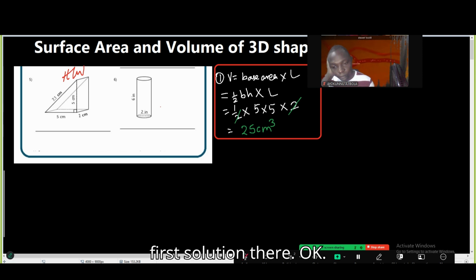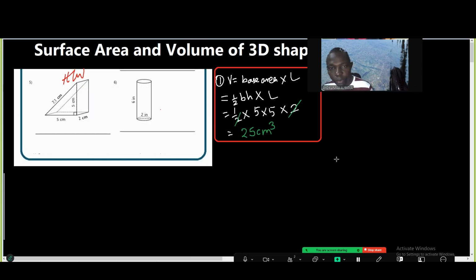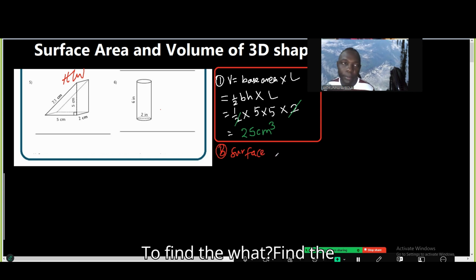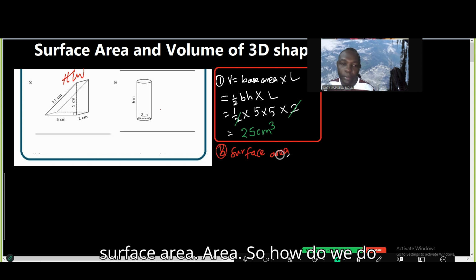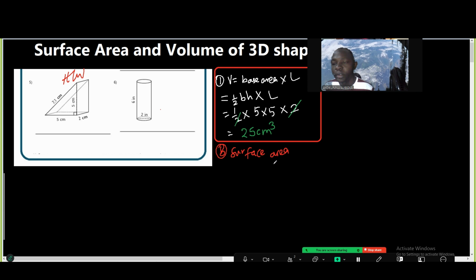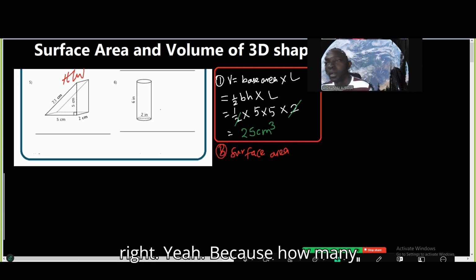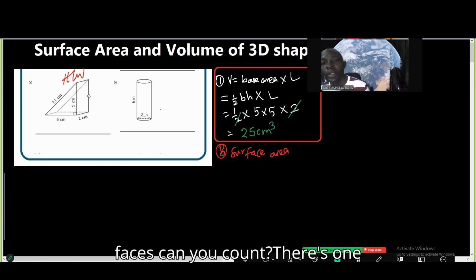The next one is to find the surface area. To find the what? Find the surface area. So how do we do that? We're going to find all of the areas of all of the faces, okay? Because how many faces can you count?